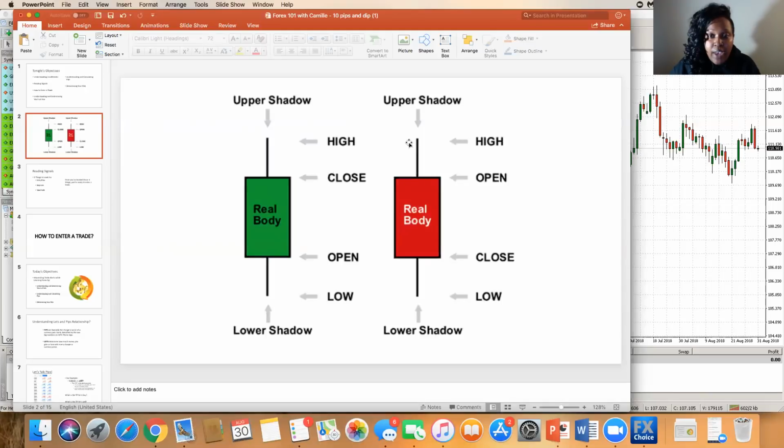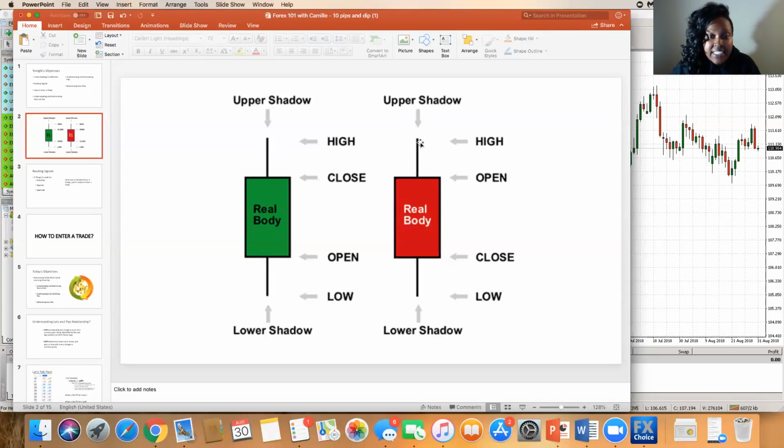Now you have the bullish candle. Then you have your bearish candle here, and it's the same situation, except it opened up top and closed below. This is the lowest that the candle went, and this is the highest that the candle went. So you can see what's actually happening. Every candle tells a story.